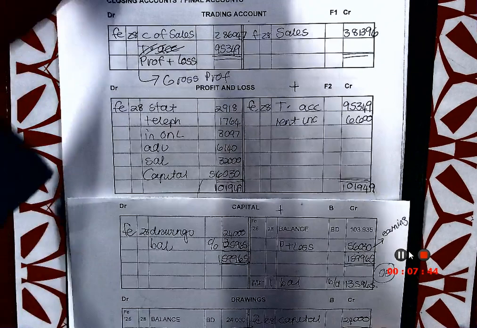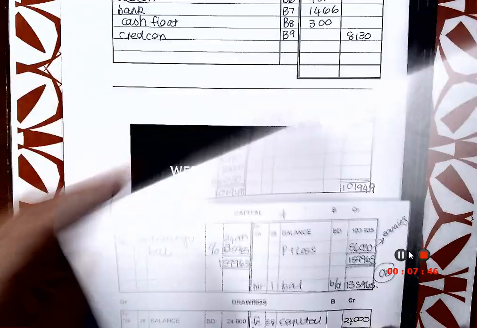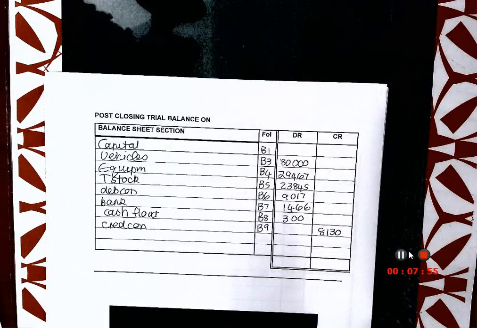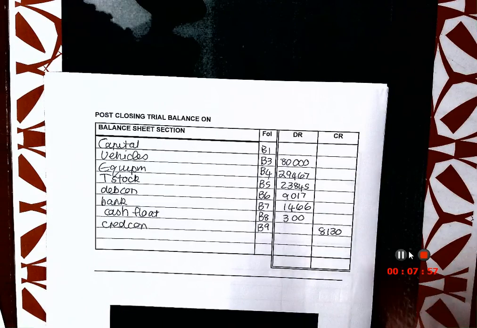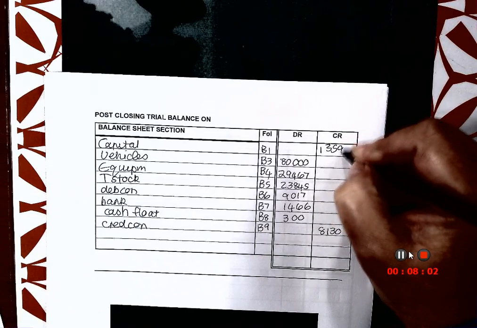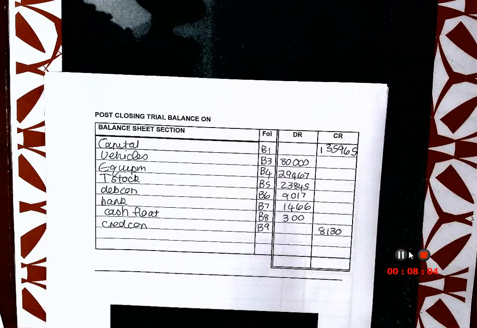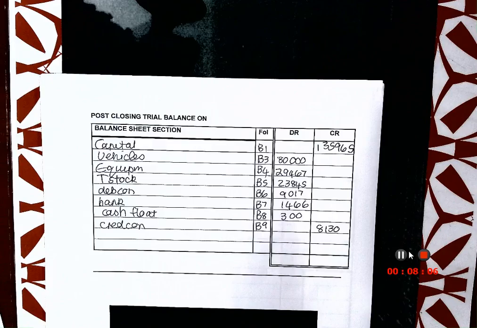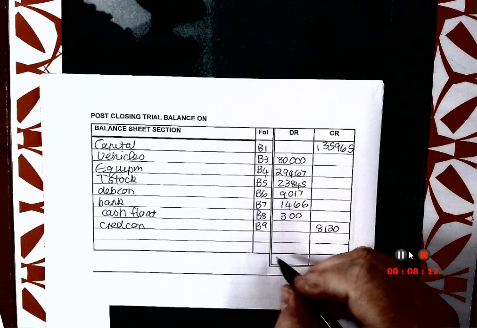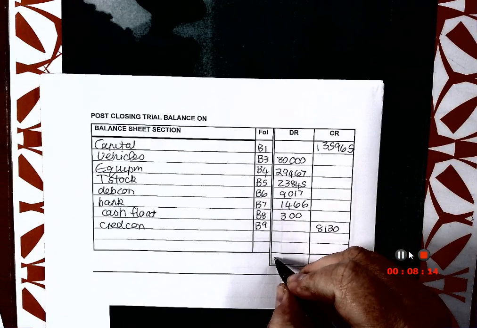So now let's go to the trial balance. I've tried to do a bit of the trial balance for you so long. So the only thing that's short is that capital of 135965. You see? And now it will balance. So what is this total that it balances on? Okay, say nice and slow.